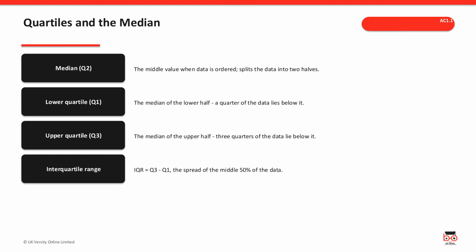To describe spread properly, we chop the ordered data into quarters. The median, or Q2, is the middle value splitting the data in half. The lower quartile, Q1, is the median of the bottom half, so a quarter of the data sits below it. And the upper quartile, Q3, is the median of the top half, with 3/4 below. The gap between them, Q3 minus Q1, is the interquartile range, the spread of the middle 50%.